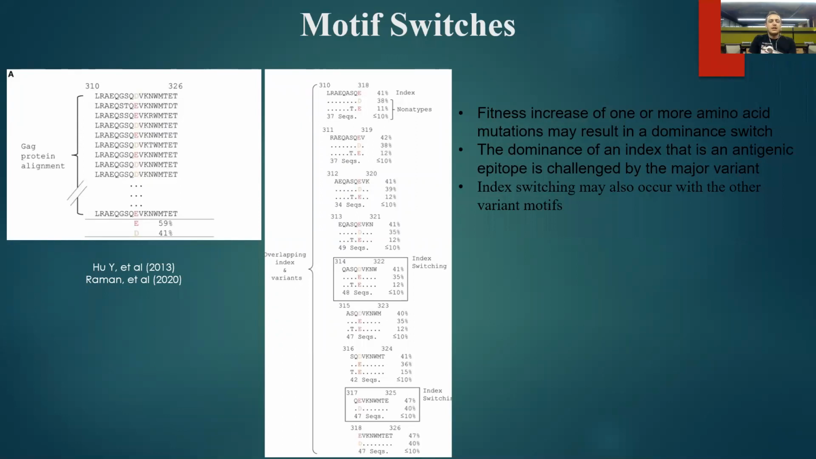And in our HIV paper, we observed a unique phenomenon, which we termed as index switching. We observed that the dominance of an index was challenged by its variants, where fitness change of 1 or more amino acids, such as through substitutions, change the incidence of a given chimer. So this results in a sequence rank change and thus a motif change. For example, a dominance switch between the major variant and the prevailing index. This can be a little bit too much to digest, so let me illustrate this.